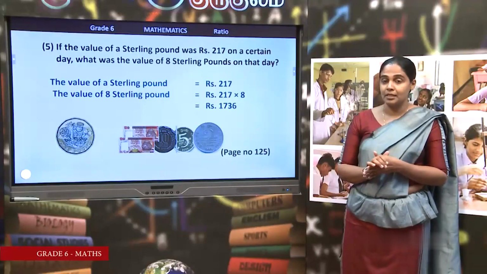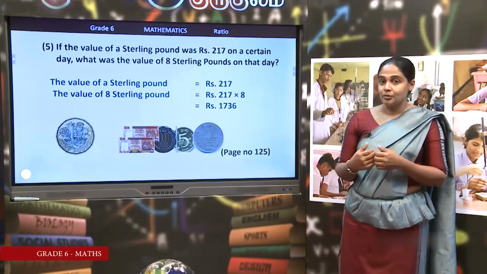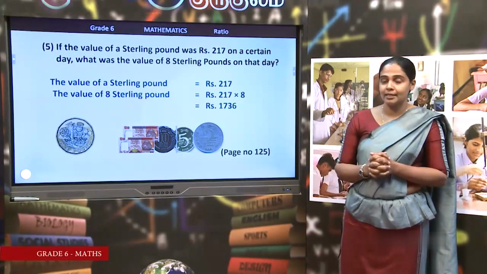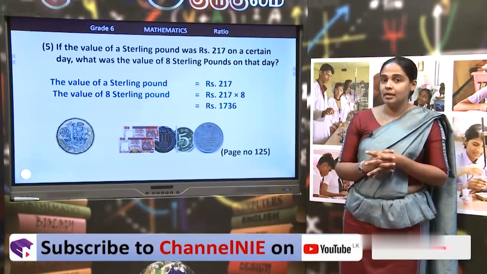Can't you use them in day-to-day activities? We have to use ratio. It is very interesting. Also rate. You have to use them in your day-to-day activities, doing solutions and getting solutions for some problems.